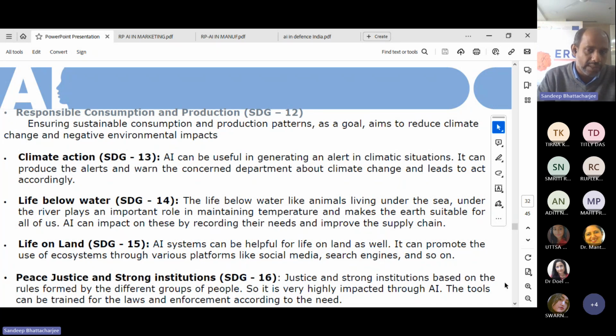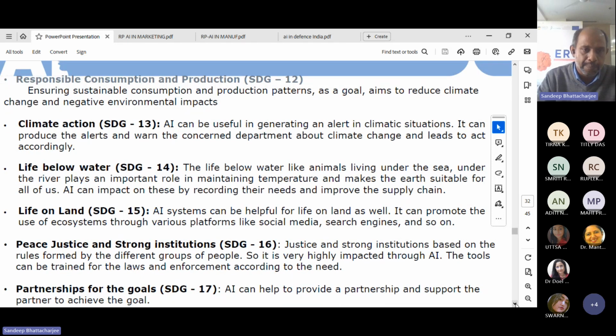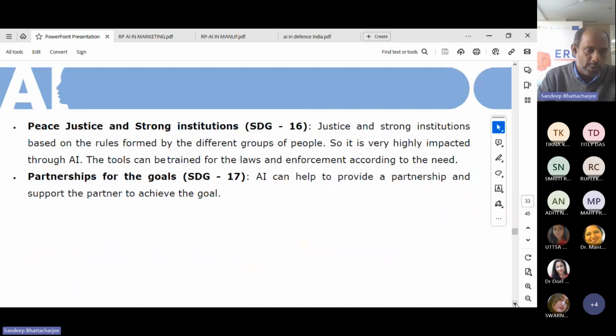Peace, justice, and strong institutions. So that is also one of the important goals, that how we can achieve peace and justice, and of course, strong institutions which can facilitate this. And then have partnership goals. So AI can help to provide partnership and support other partners to achieve such goals. Okay.